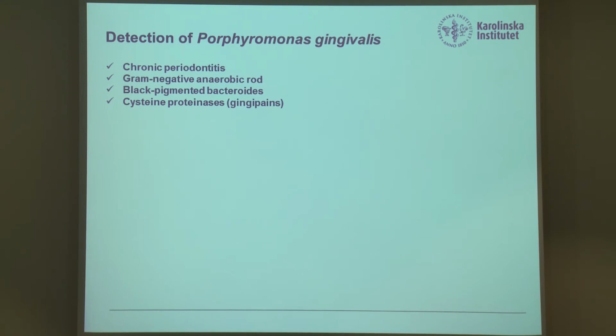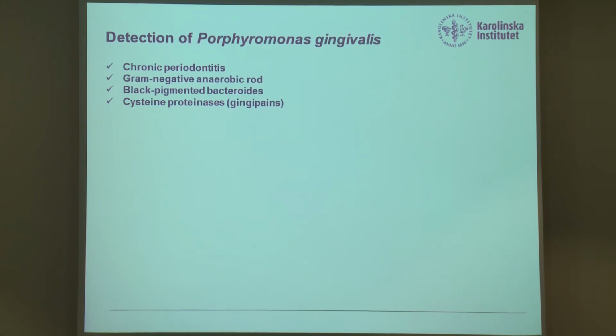I will give one example of the detection of one of these periodontitis-associated species, Porphyromonas gingivalis, perhaps the most well-studied putative oral pathogen. This is associated with chronic periodontitis, and it is a gram-negative anaerobic rod, so it grows particularly in an anaerobic environment, but it's also classified as a so-called black-pigmented bacteroides. And it can produce a number of virulence factors, the most well-characterized ones being its cysteine proteinases, which are known also as gingipains, and they can actually cleave several proteolytic substrates.